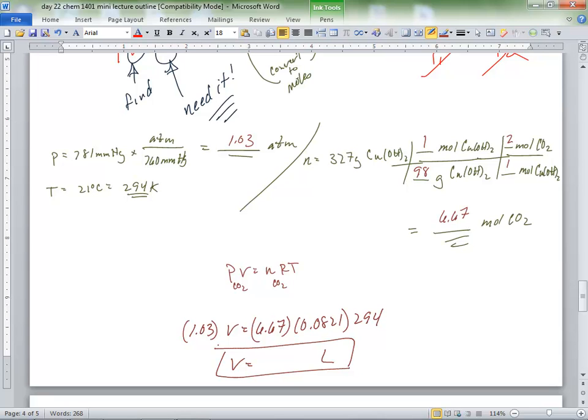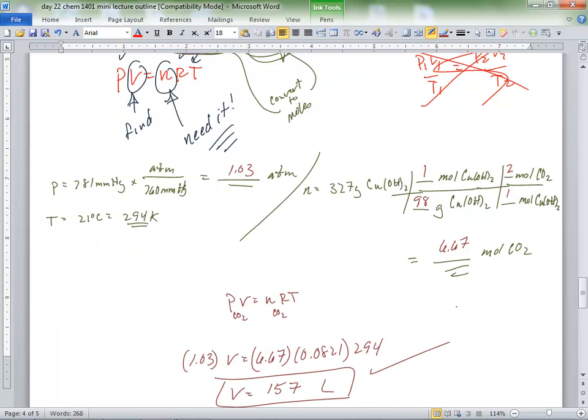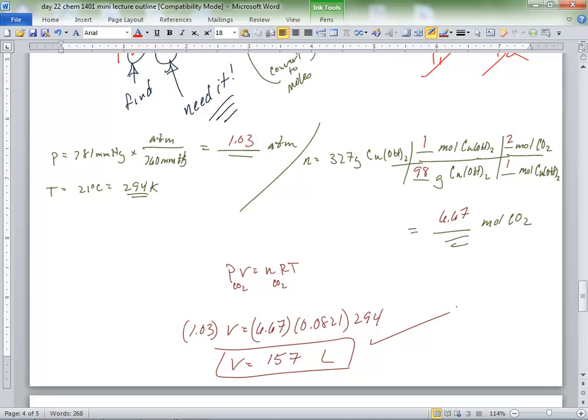Anybody get an answer? 1.37. I got 156. Did you? 6.7. Yeah. So somewhere around 156, 157. Okay, good. That's got to be right. Yeah, because that's what it comes out in liters, liters of CO2. They don't care about the units, so just stick with what ours came out in. Alrighty, so come by and I'll be glad to work some of these out with you.